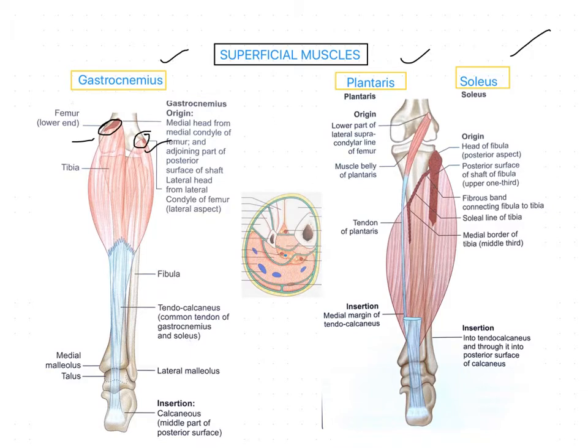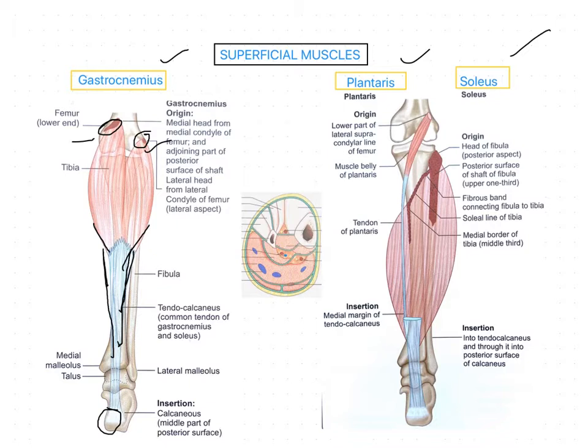As for the insertion, by the tendo calcaneus, it is inserted into the middle of the posterior surface of the calcaneum. That means these two heads form a common tendon called the tendo calcaneus. This tendo calcaneus is a common tendon of both the gastrocnemius as well as the soleus.